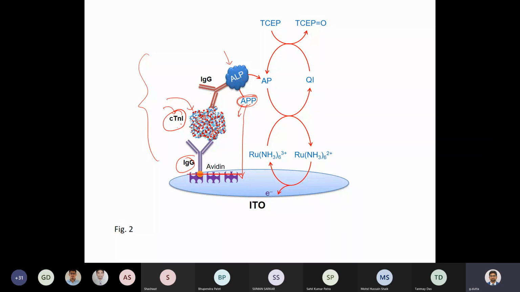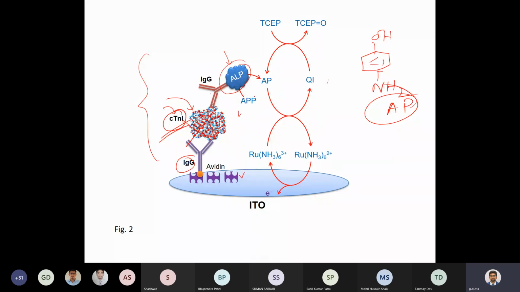Now see, if you don't have this target, if it is absent, then ALP will not be there, right? As there is no target, no ALP. ALP cannot bind because ALP is already conjugated with the secondary antibody. Now, if there is no ALP, then APP cannot react and form AP. AP is aminophenol, the same structure. So APP reacts with ALP and produces the AP. So if there is no ALP, this whole cycling reaction will be stopped. There is no cyclic reaction.